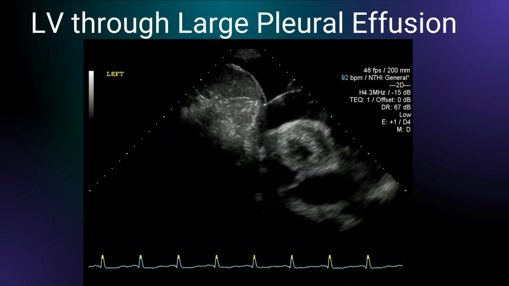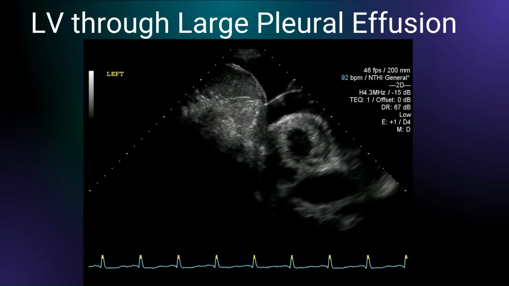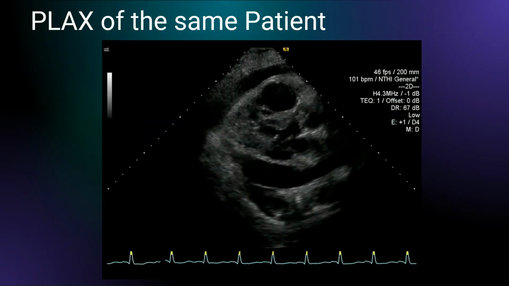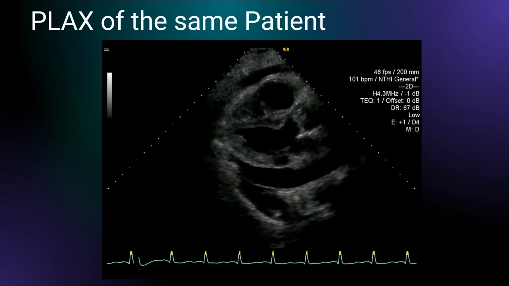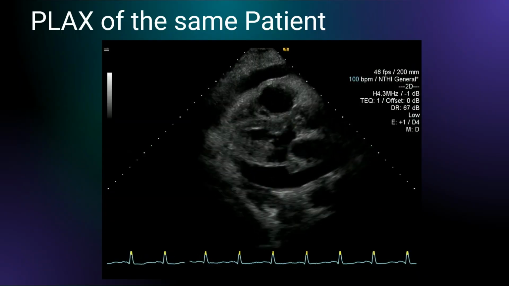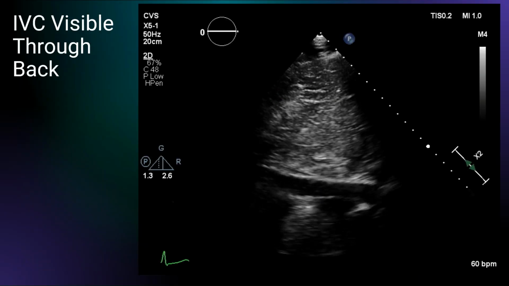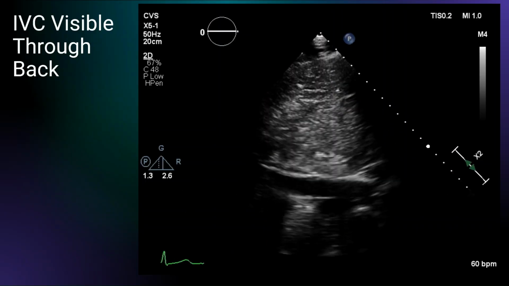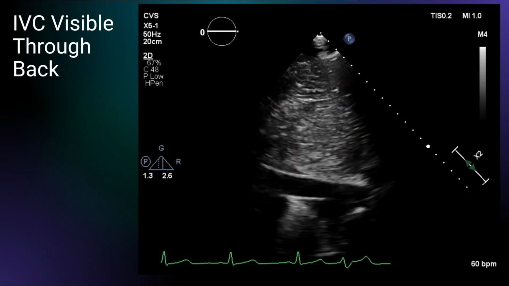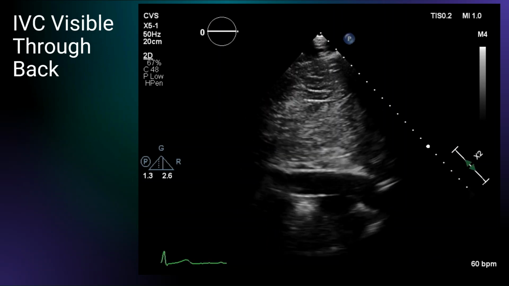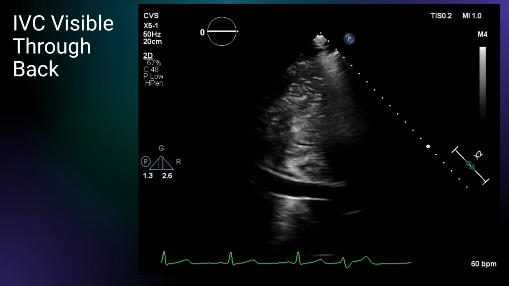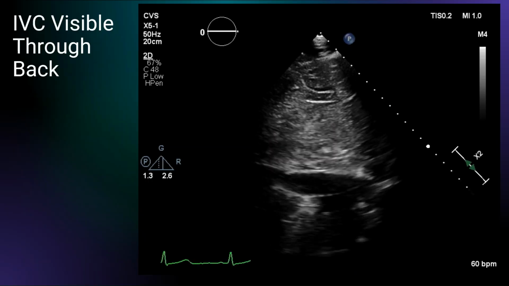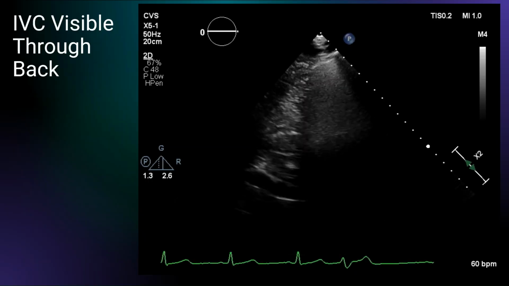And here's just a short axis of that same patient, in comparison to the parasternal long axis view here. The other thing you can see through the back is the inferior vena cava as well. So the IVC, when looking for collapse, when it can't be visualized from the front, the other alternative is to look from behind as well, and you can see a degree of collapse with breathing.